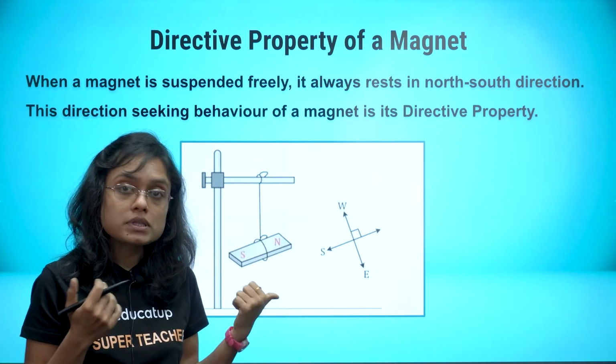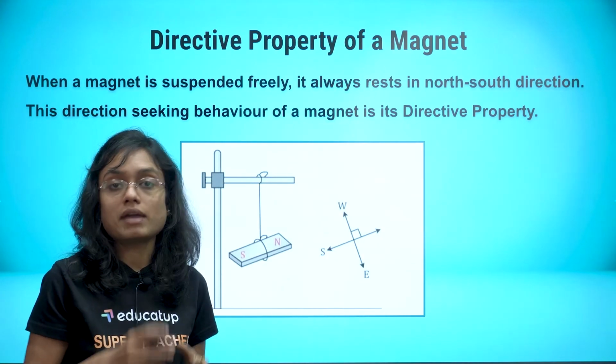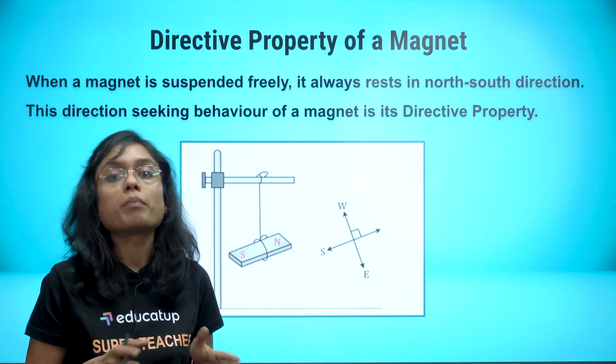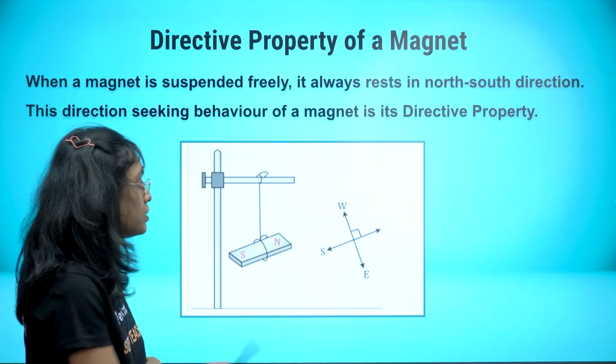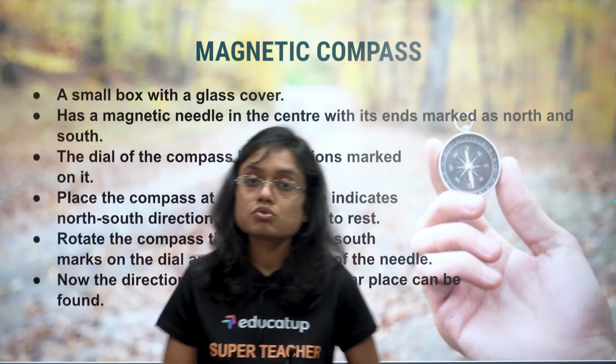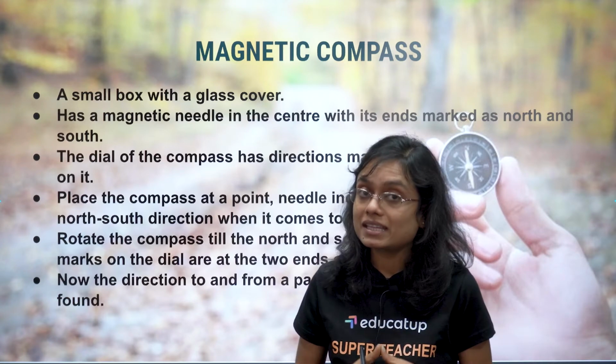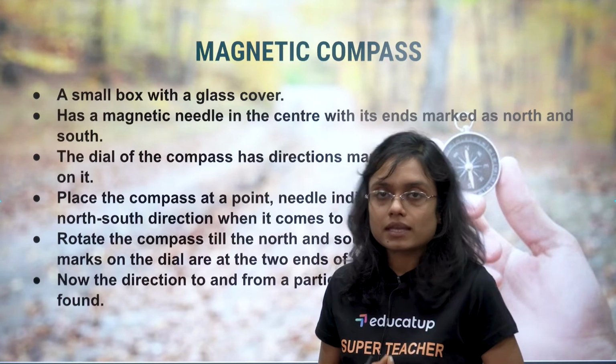So this property of a magnet of always coming to rest in a north-south direction is called the directive property of a magnet. And how we will see what is the use of this property? This property is used in a very particular way in a device which is known as magnetic compass. Now, what is a magnetic compass?